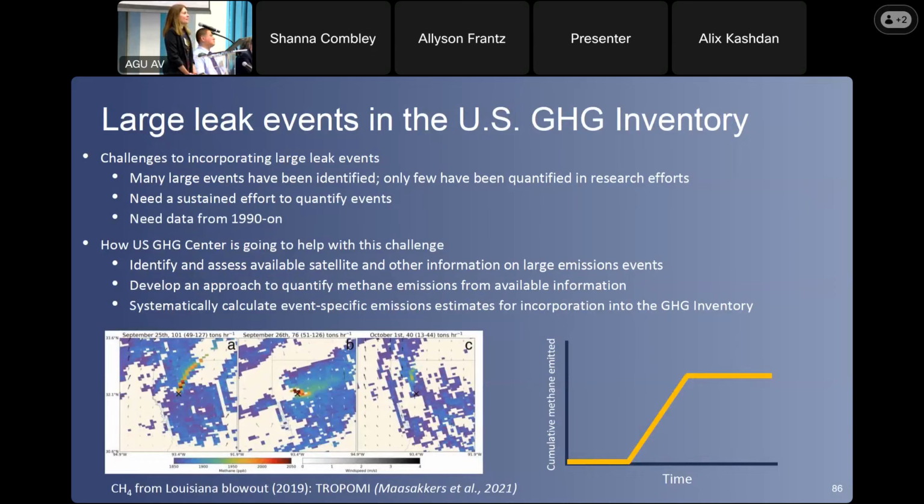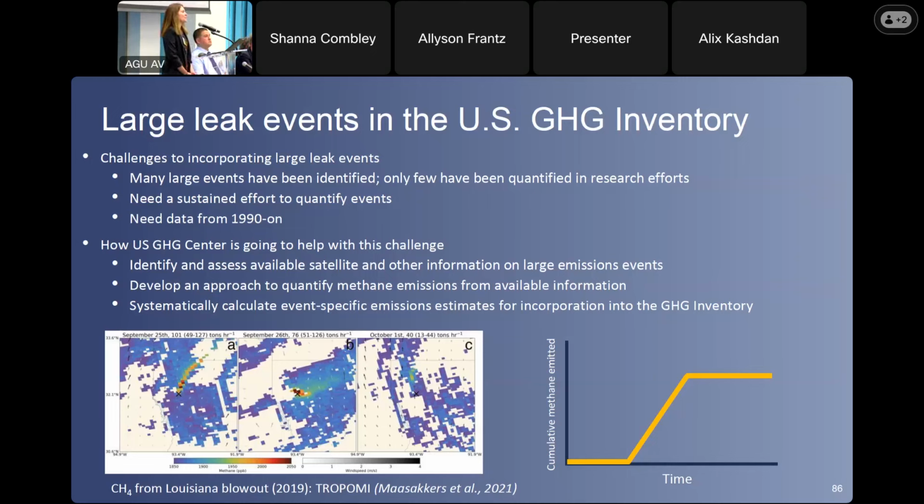So there are a number of challenges to incorporating this information. We know that there are many large events out there. A lot have been identified, but only few have been quantified in research efforts and incorporated into the inventory. So what we are looking for is a sustained effort to quantify large events. And noting that the inventory is a time series that starts from 1990, and we try to update the inventory every year with improved information, we are interested in information all the way back to 1990 and moving forward as well.